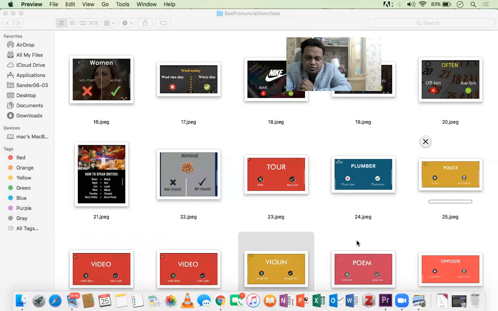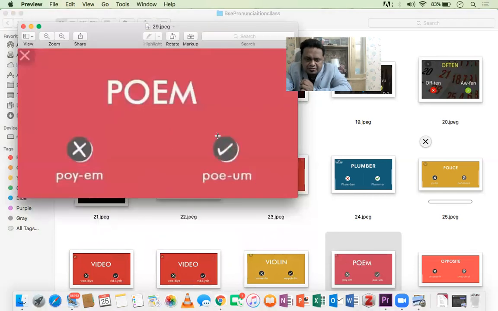Let's move to the next one: poem. It is a bit weird. In the British pronunciation it's a different vowel sound from the one you might expect. I love reading poems. It's not the American way, it's poem in the British pronunciation.